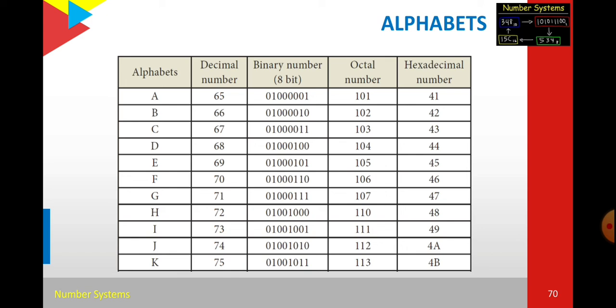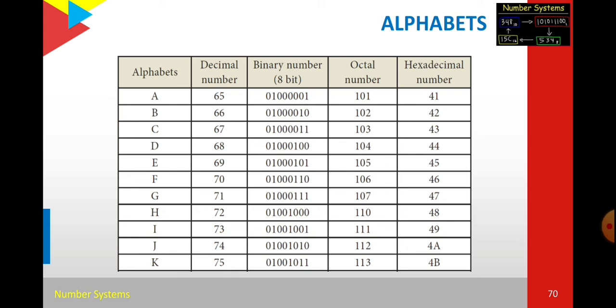Again we divide by 8: 1 8 is 8, remainder 0. So we write the answer 101, which is the octal number for 65. And then the hexadecimal number: 65 divided by 16. 4 16s are 64, remainder is 1. So we get the answer 41.